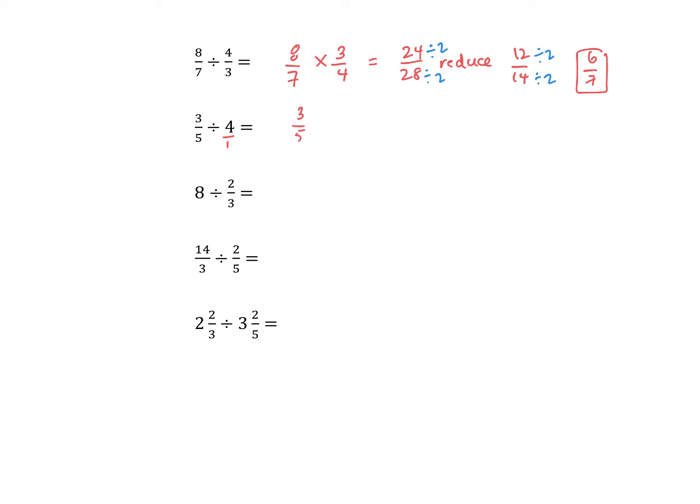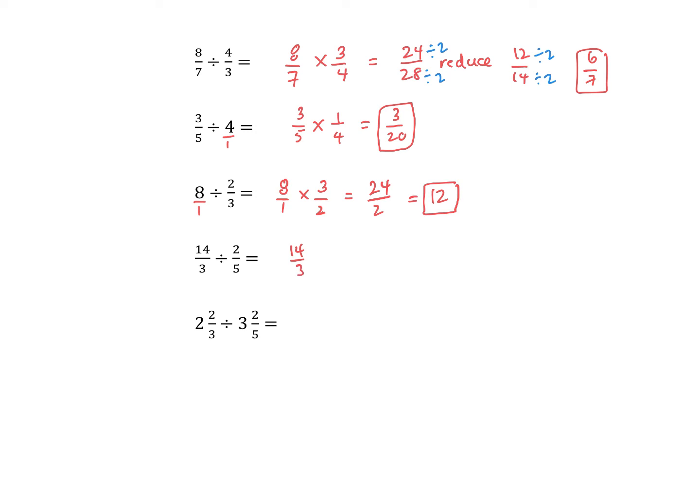So 3 over 5, change to multiplication, 4 over 1, the reciprocal would be 1 over 4. And then we multiply top and bottom. Cannot reduce that. There is no value that divides into 3 and 20, so we leave it. This would be 8 over 1. So 8 over 1. Change to multiplication, multiply by the reciprocal. 8 times 3 is 24, 1 times 2 is 2. That one I can divide to a whole number.